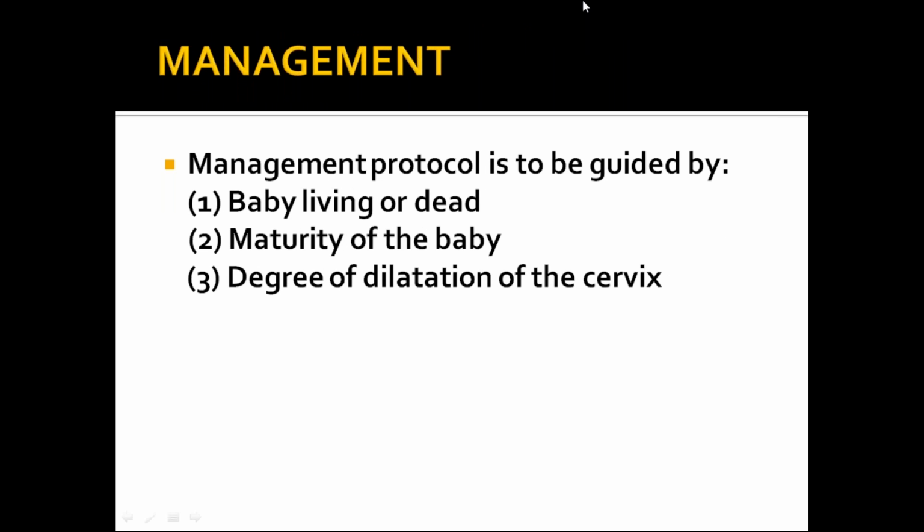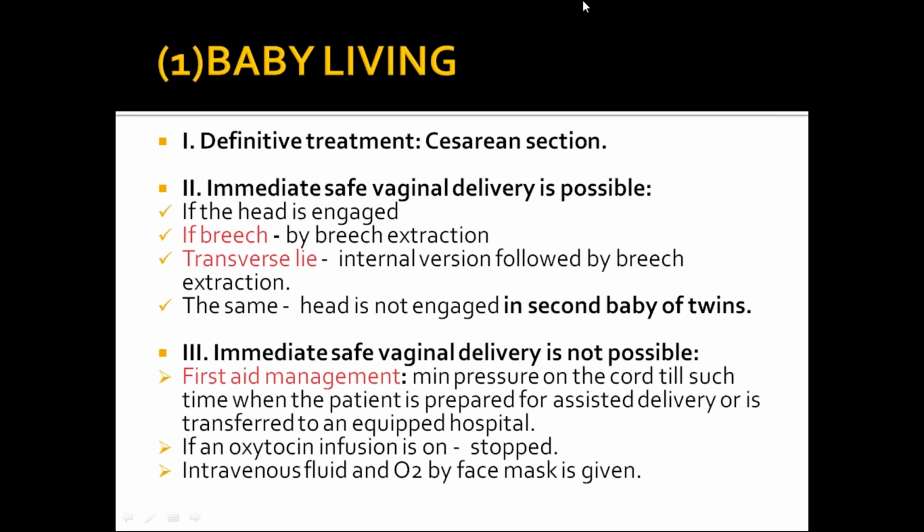How are you going to manage? This mainly depends on degree of dilatation of the cervix, maturity of the baby, and the third one is whether the baby is live or dead. These are the three things we'll consider in the management protocol. So definitive treatment is cesarean section. Immediately, if the delivery is not possible vaginally, always go for cesarean section.